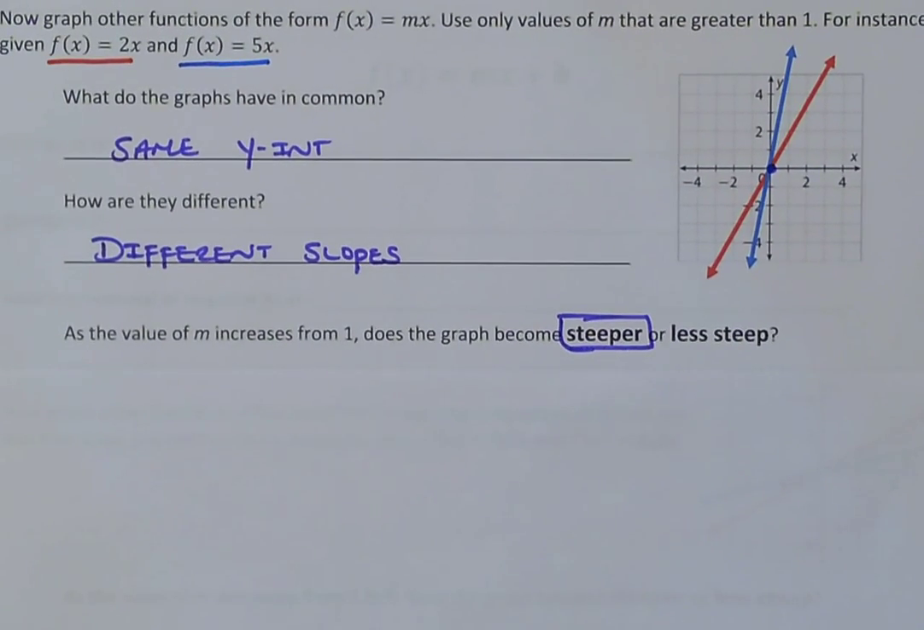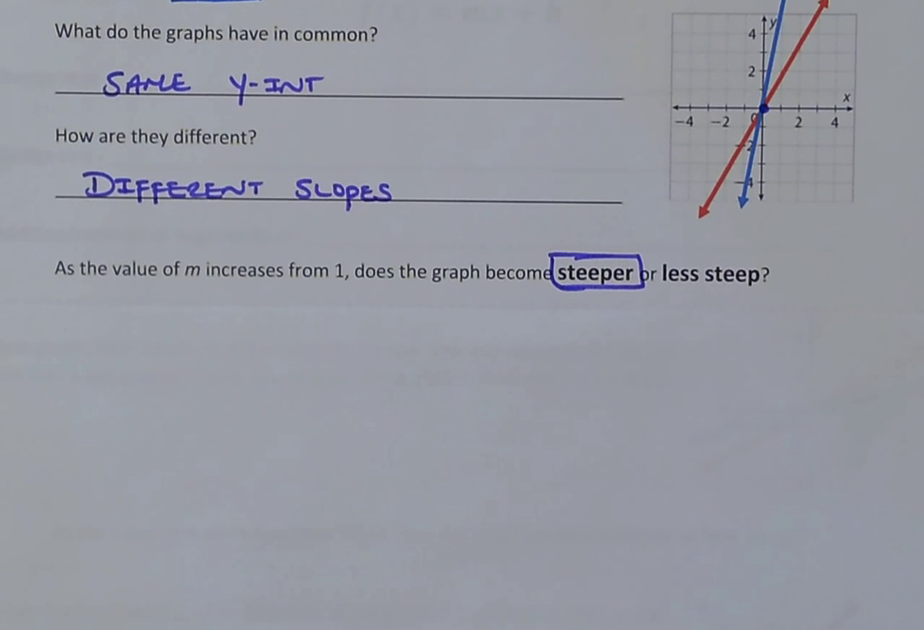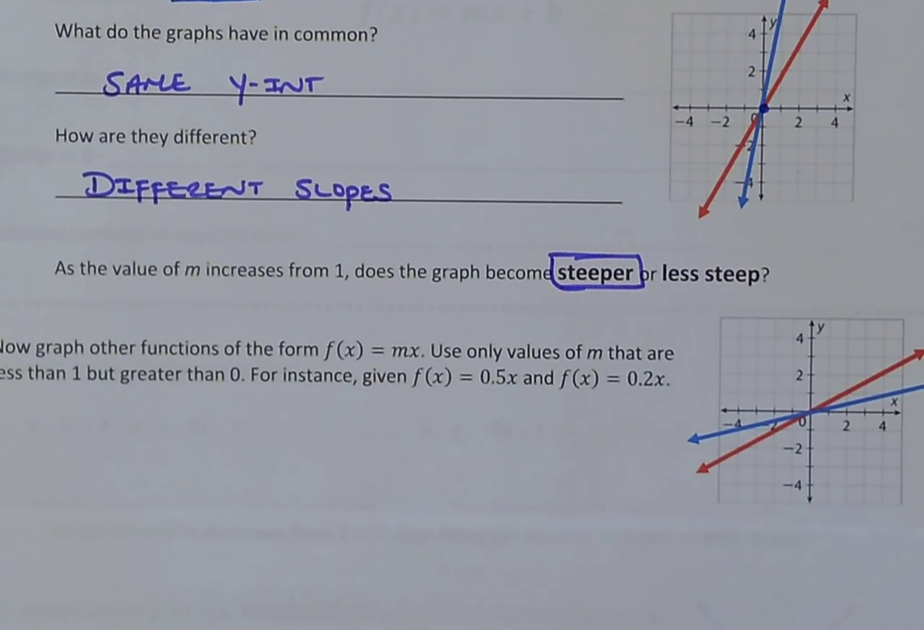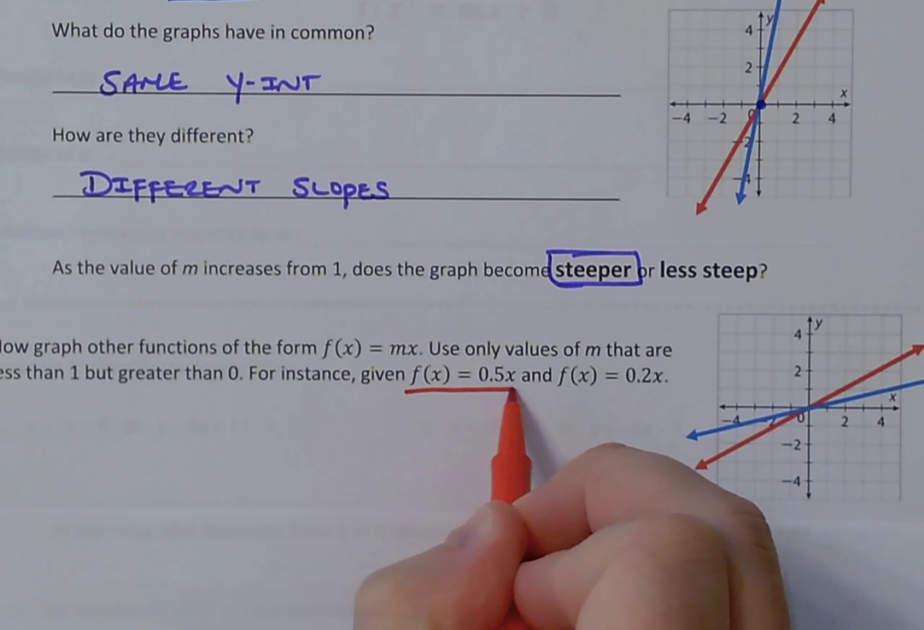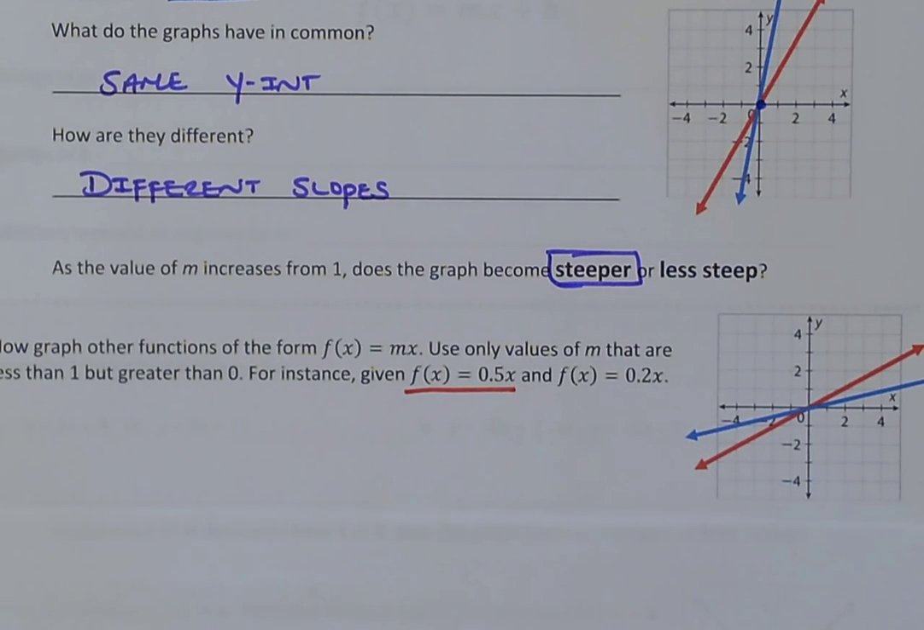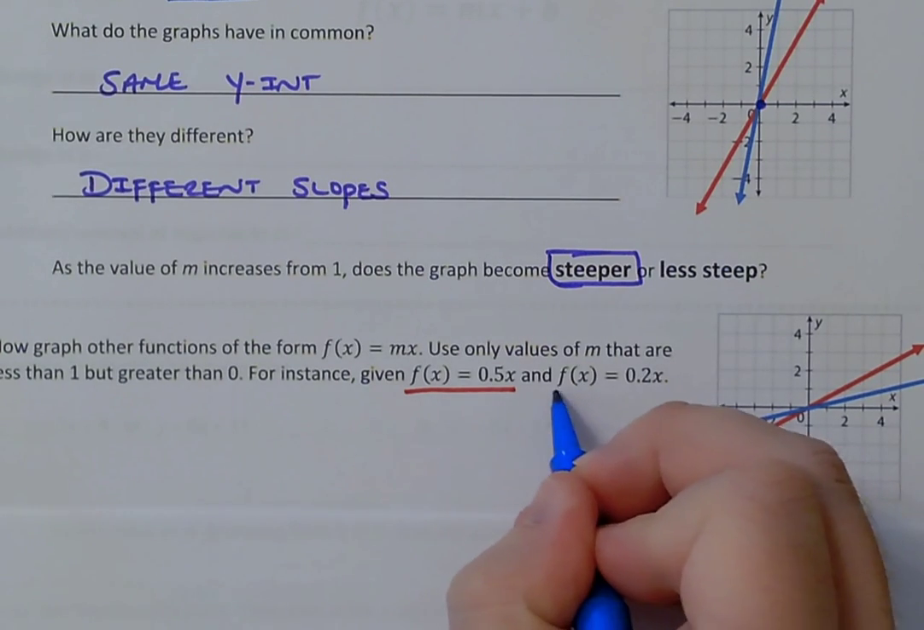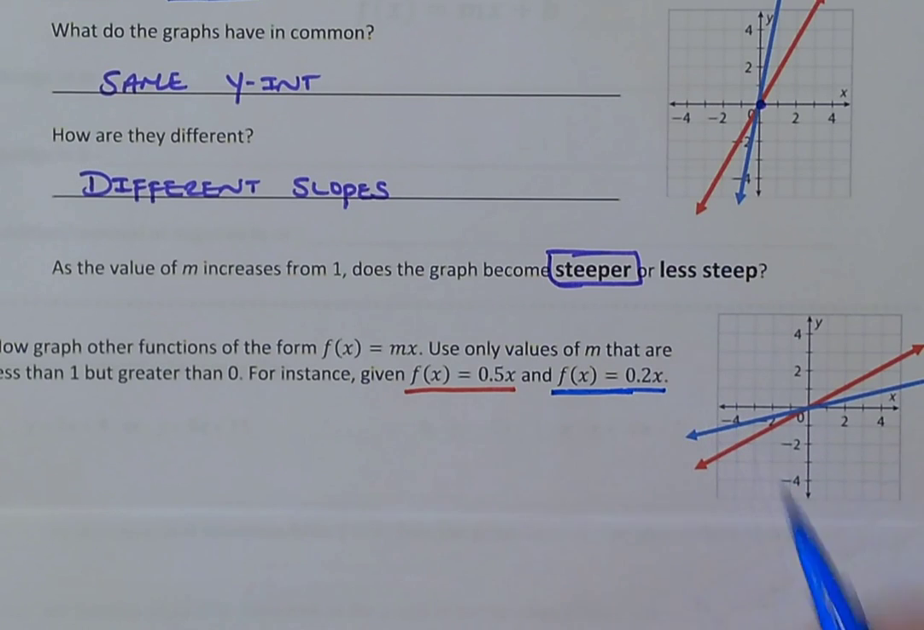So the next part we're going to take a look at is when the graph gets less steep. Again, they want us to graph different forms of f of x equals mx, and we want to use numbers that are less than 1 but greater than 0. So if we have f of x equals 0.5x, which is the red line, and then f of x equals 0.2x, that's going to be our blue line.